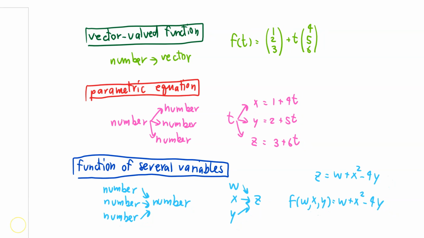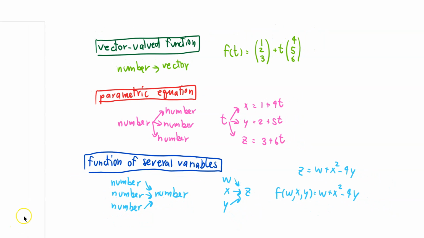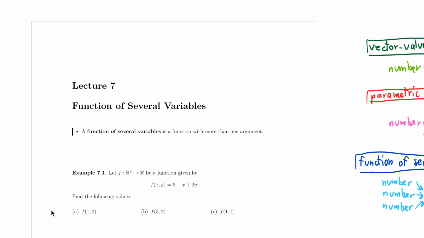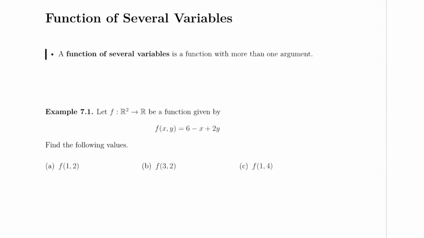So here is how the function of several variables is different from the other two that we have talked about and how they fit into the big picture. So let's do this next example here. This is not that bad, by the way. My function is going to send from R squared. So that means my function is going to have two variables, x and y. And my function will send these two variables, the values of x and y, into a single value here.